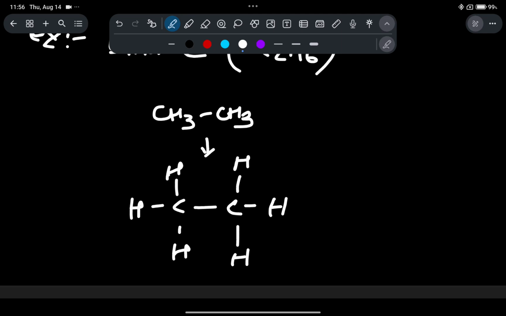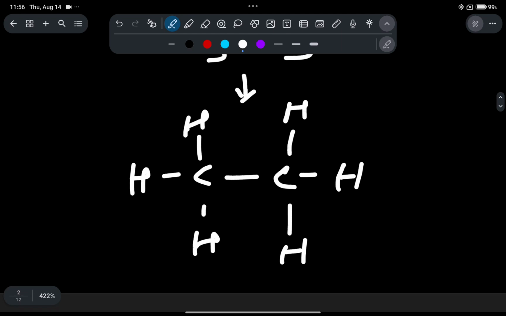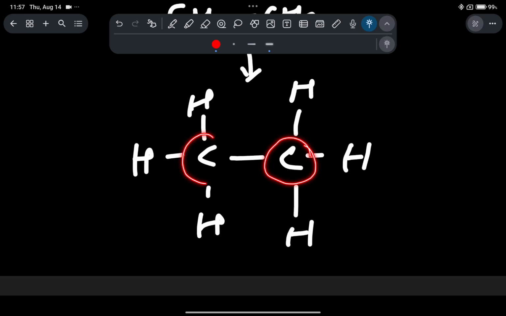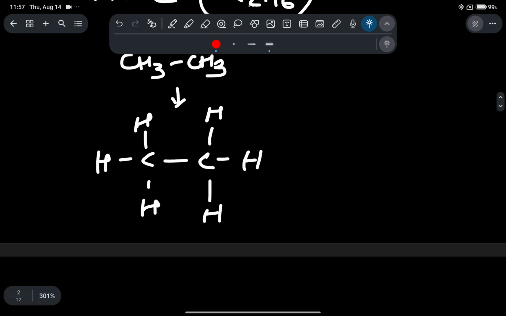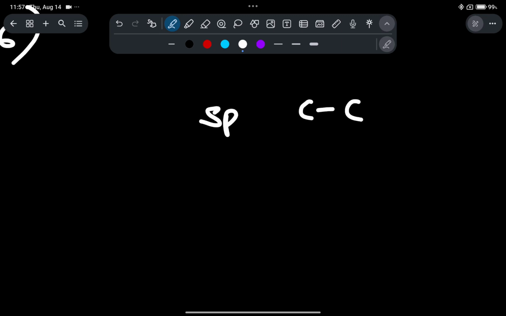H. Okay. Here, if you see, there is a single bond. So it gives sp3 hybridization of this carbon and sp3 hybridization of the other carbon. If you see, here I am writing simply, if a carbon has a single bond, it's sp3 hybridization. Means here sp3 and here sp3.